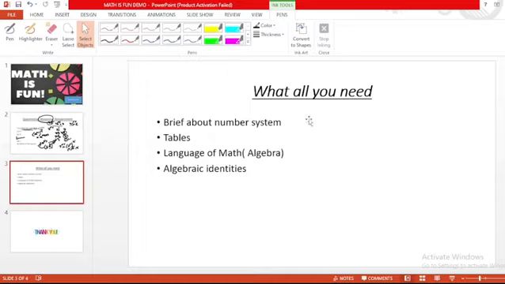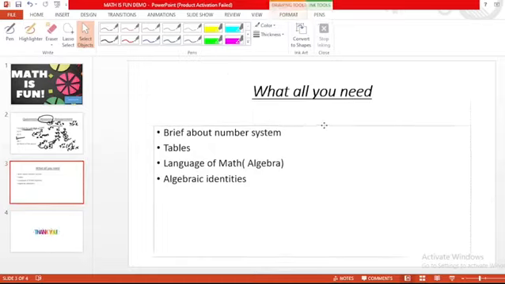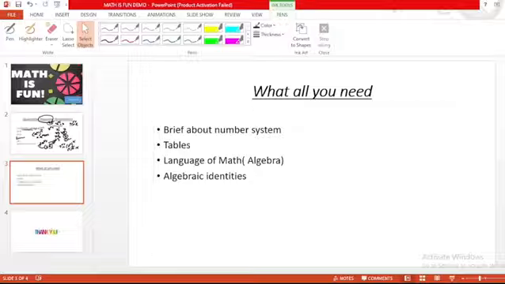Number system means, suppose I ask you, is 0 a positive integer or a negative integer? So friends, you just try to give me your answer. Is it a positive integer or is 0 a negative integer? So friends, the correct answer is 0 is neither a positive integer nor a negative integer. But yes, it is an integer.